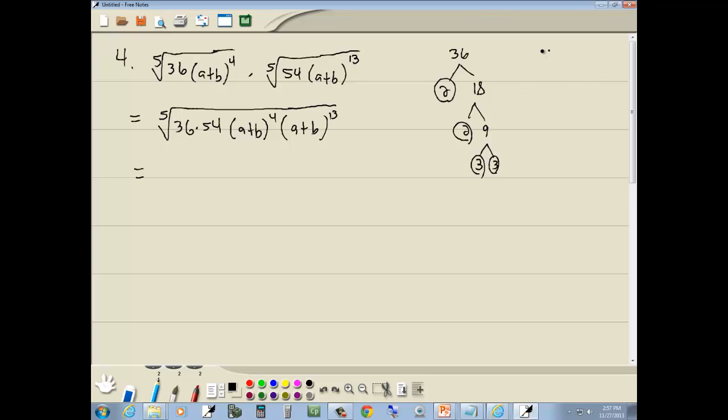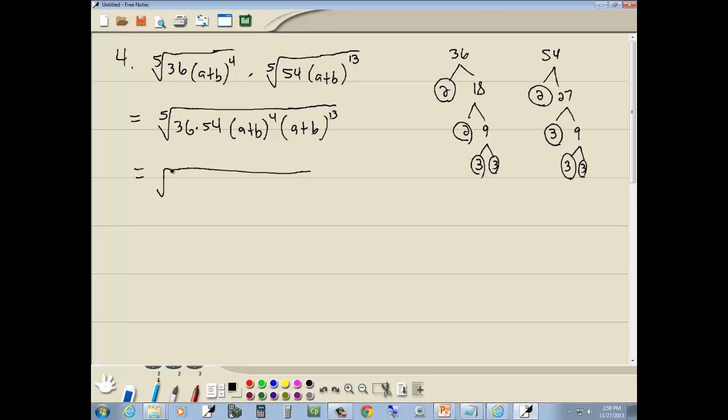Now 54 is divisible by 2. 2 times 27. 2 is prime, so we circle it. 27 is not divisible by 2, so I'll go to my next prime, 3. It is divisible by 3. 3 times 9. 3 is prime, so we circle it. And 9 is 3 times 3. And those are both primes, so we circle them.